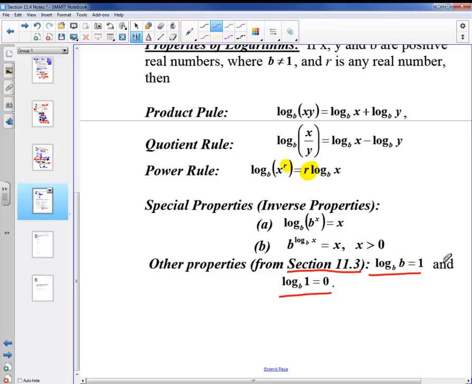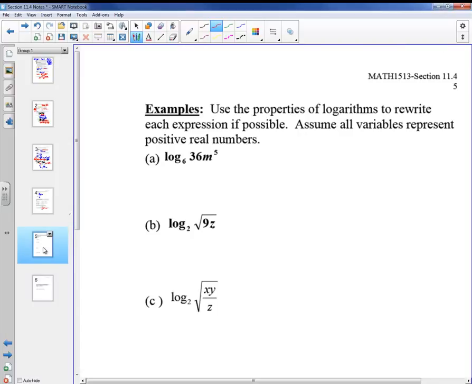Log base b of b, the exponent must be 1. Log base b of 1, the exponent must be 0. Okay, so now we're going to look at some examples that use all of these properties together. Maybe not all of them together, but more than one at a time. It says use the properties of logarithms to rewrite each expression if possible. Assume all variables represent real numbers.